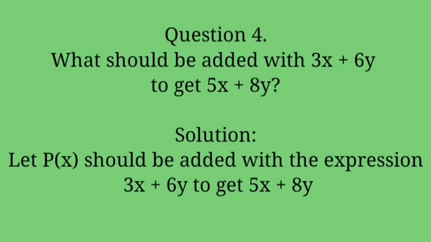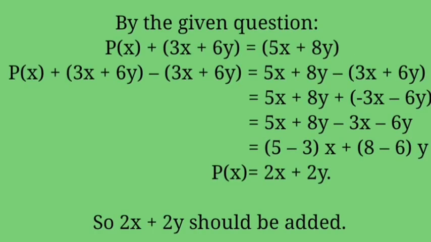Next, question number 4. What should be added with 3x plus 6y to get 5x plus 8y? Students, we don't know what expression to be added with 3x plus 6y. So we are going to take that unknown expression as p of x. By the question, p of x should be added with 3x plus 6y to get 5x plus 8y. By cancelling plus 3x plus 6y and minus 3x plus 6y on the left side, we get 5x plus 8y minus of 3x plus 6y on the right side, which means we need to subtract 3x plus 6y from 5x plus 8y.